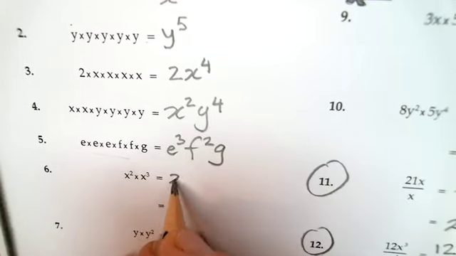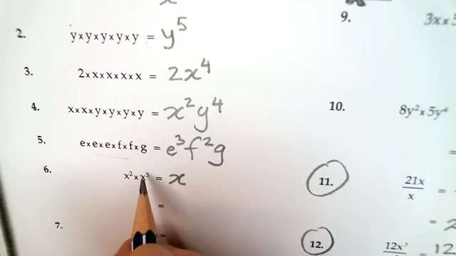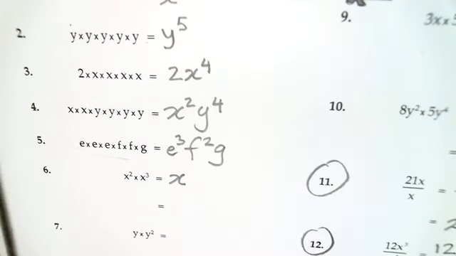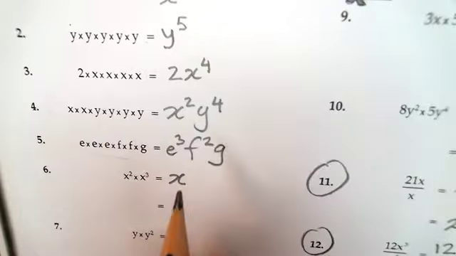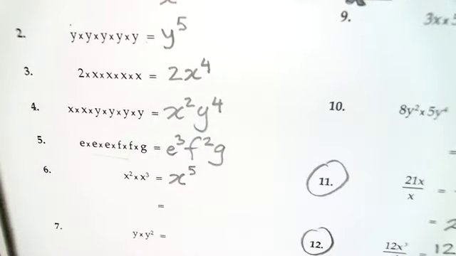So I've got x as my base. They've both got an x as a base. The base is this thing here, the base is this thing here. And I've got a 2 and a 3. Well, if the bases are the same and they're multiplied, I add the powers. So I'm just going to add those powers. 2 plus 3 is 5. And there is my answer.